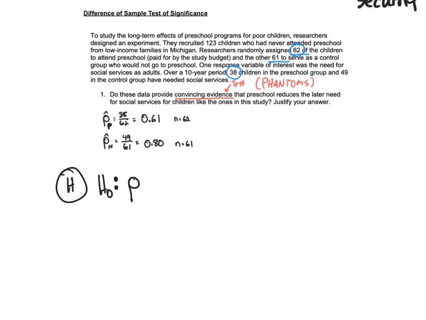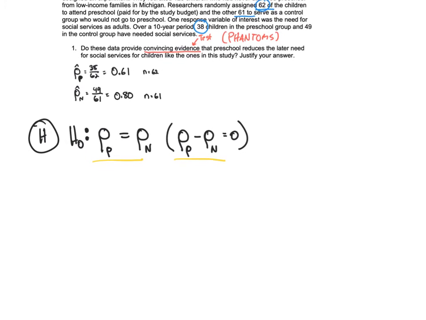The true proportion of kids who go to preschool should be the exact same as the true proportion of those who do not go to preschool. If you like to write it like this, P of preschool minus P of not preschool equals 0, this works as well. Write it this way, or write it like both. It is your choice.